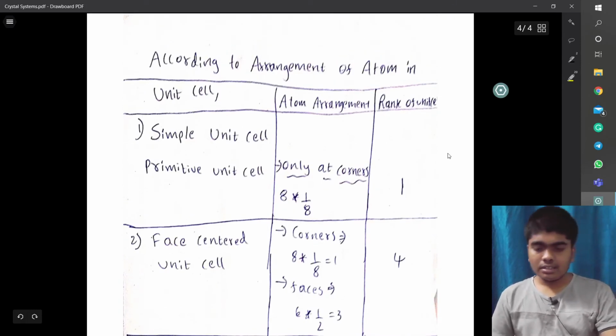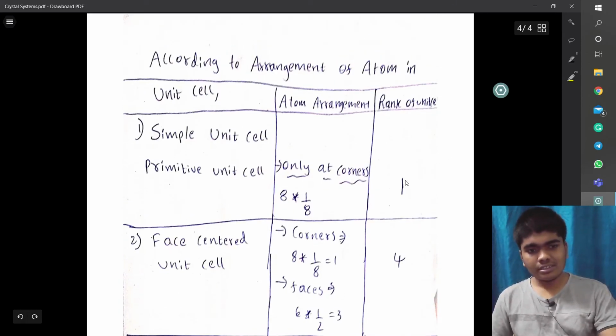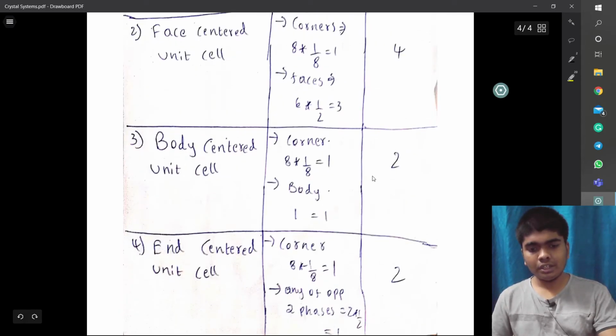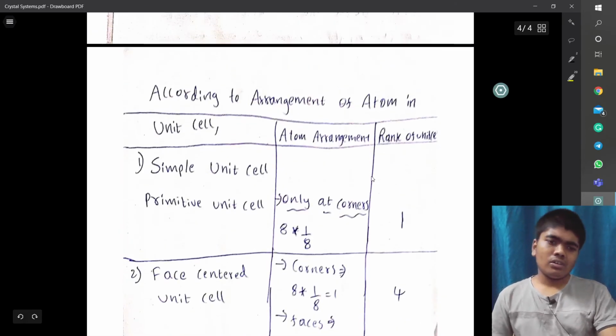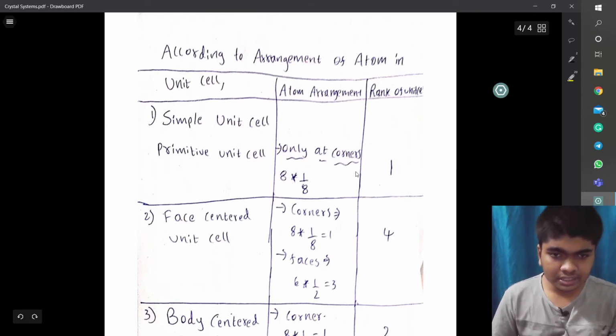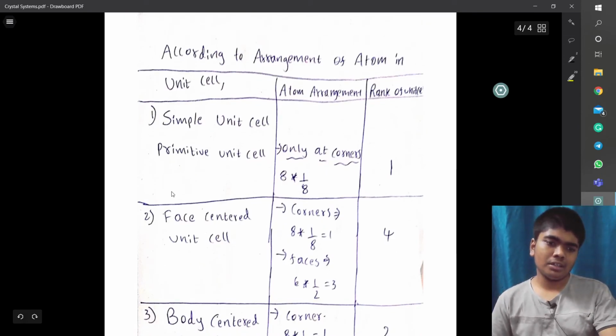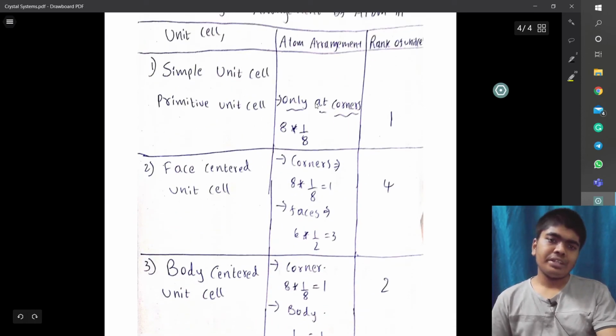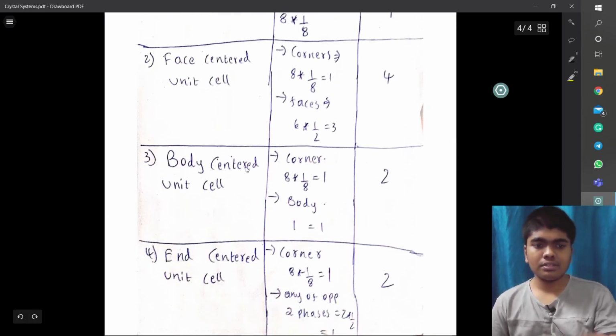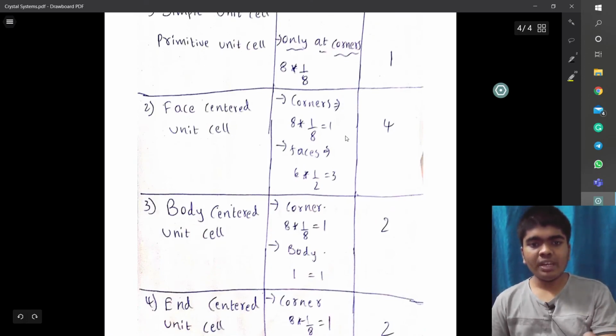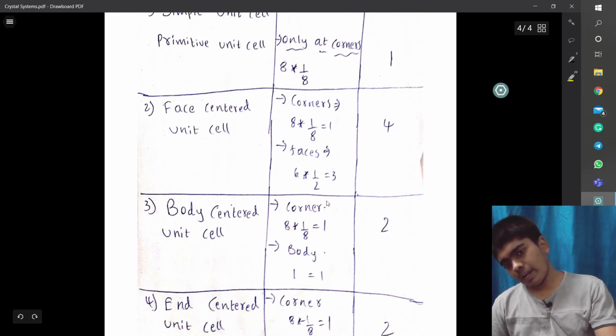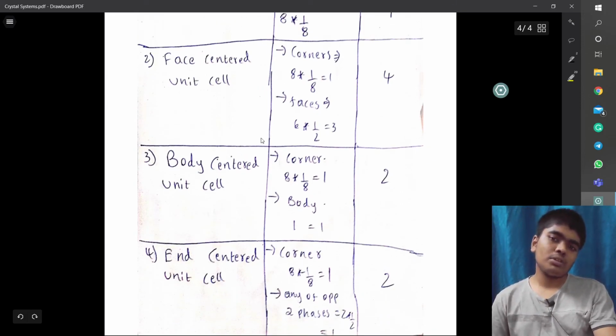Another one is the rank of a unit cell. The rank of a unit cell is not required, it is not in our syllabus. Rank of the unit cell is nothing but the number of unit cells present in that particular unit cell. So for the simple unit cell, the primitive unit cell, only one unit cell can be arranged. So the rank of it is 1, and then this rank is 4, and then this is 2. Face centered is nothing but how many faces are there for a cube. There are 6 faces and 8 corners. So 8 into 1 by 8 is equal to 1. I had discussed this in our earlier videos. You can check it out in the playlist on my channel.